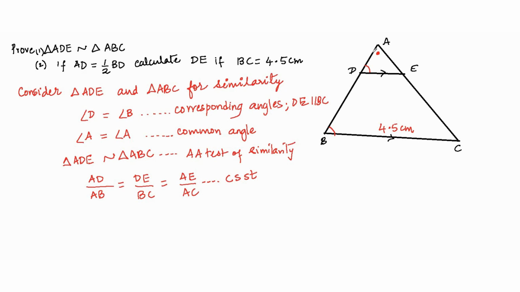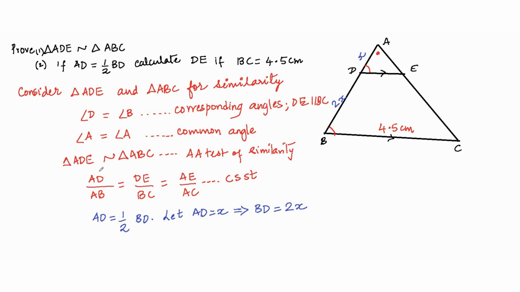AD is half of BD. That means if AD is X, then BD is going to be 2X, right? So I can mention that. I know that AD is half of BD. So let AD be equal to X. If AD is equal to X, it means BD is 2 times X. And therefore, that makes AB equal to 3X.